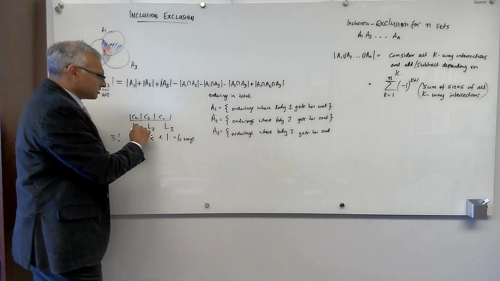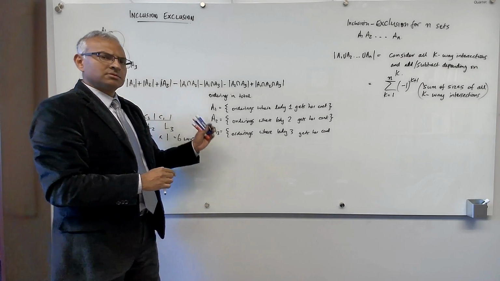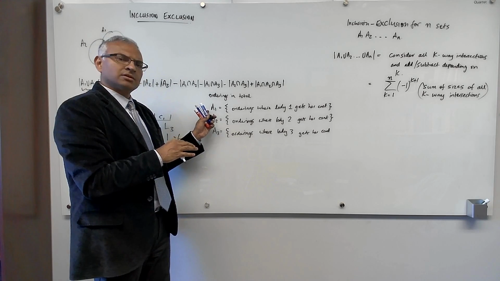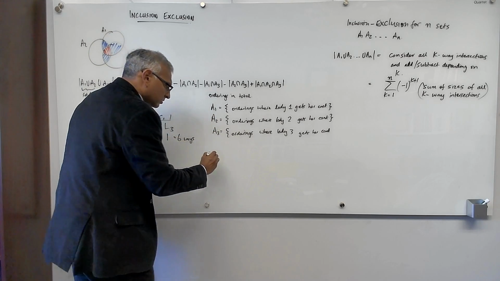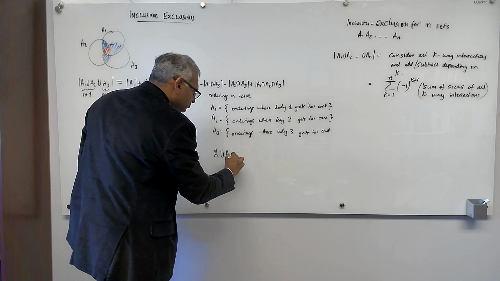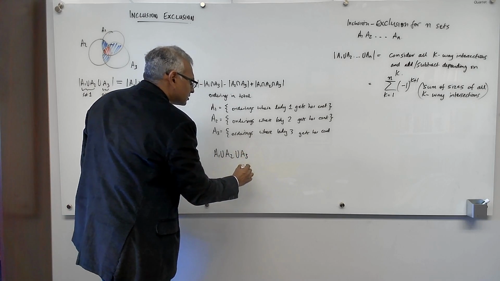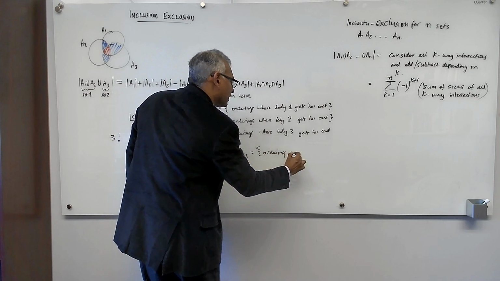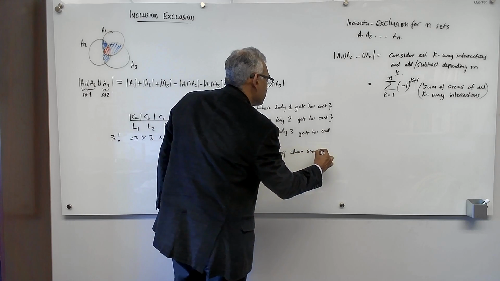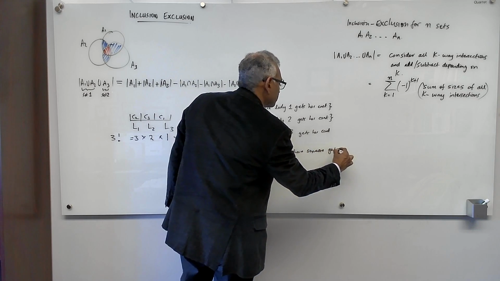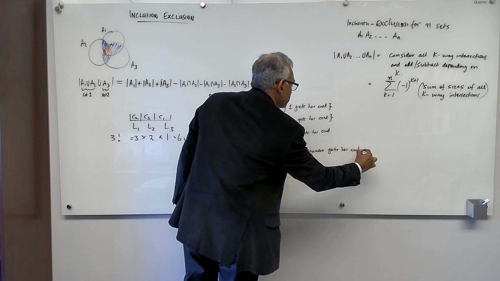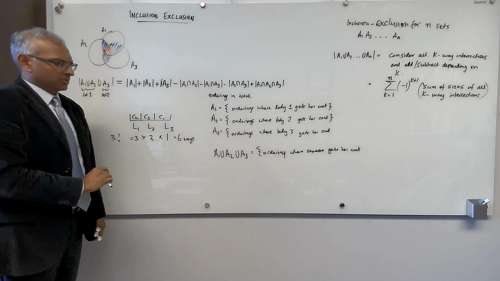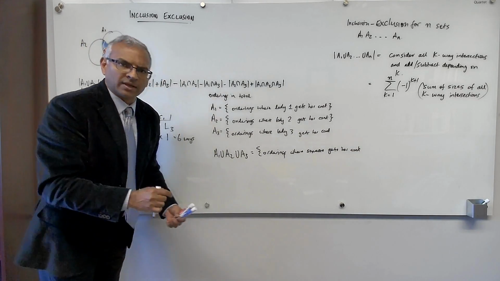The orderings in which at least someone gets their code mean that either lady 1 gets her code, or lady 2, or lady 3. So A1 union A2 union A3. This is the orderings where someone gets her code. If we know the size of this, we can subtract it from 6, and we can get the number of ways in which no one gets their code.